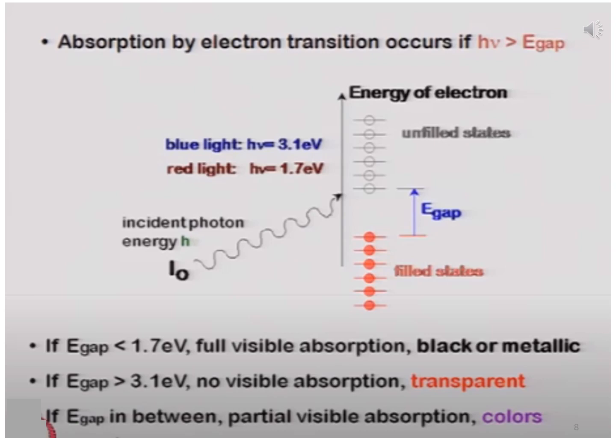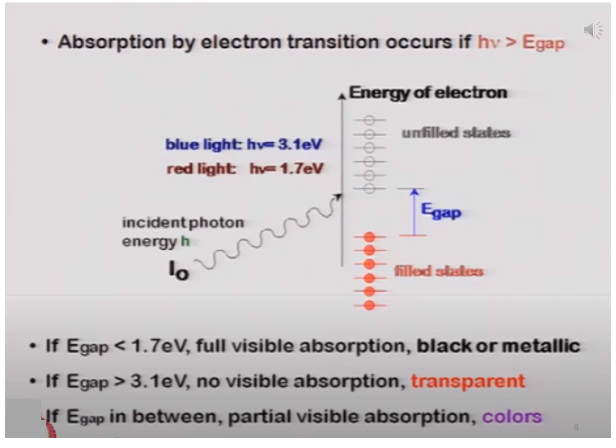For example, this is I naught, the incident beam that strikes any material. The lower state, in red, is the filled states, and the above is the unfilled states. These unfilled states have higher energy, and these filled states have lower energy. E gap is the energy gap between the filled states and unfilled states. And here we are checking the visible region, which ranges from 3.1 electron volt to 1.7 electron volt, with color ranging from blue to red.